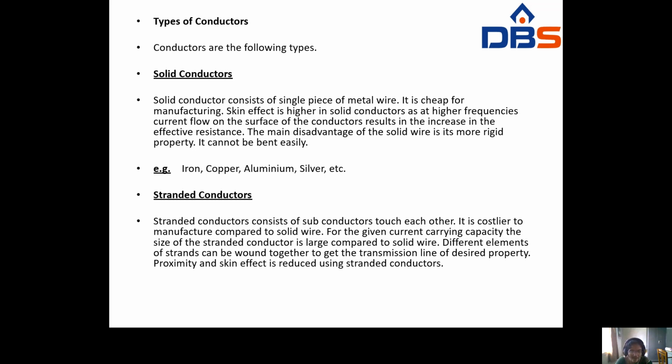Different elements of strands can be put together to get a transmission line of the desired property. In stranded conductors, you wind different elements of strands, for example first one aluminum, next copper, like this. Different elements of strands can be wound together to get the transmission line of desired property.